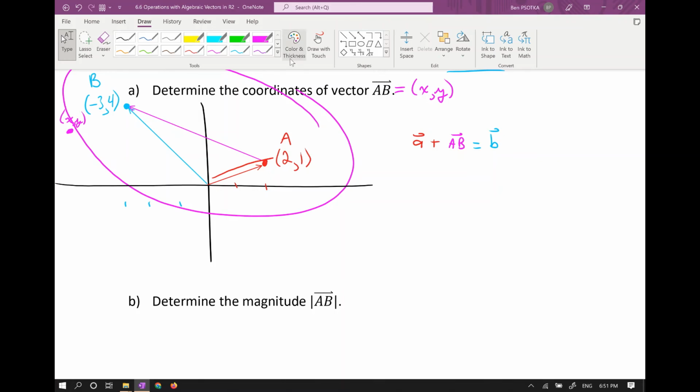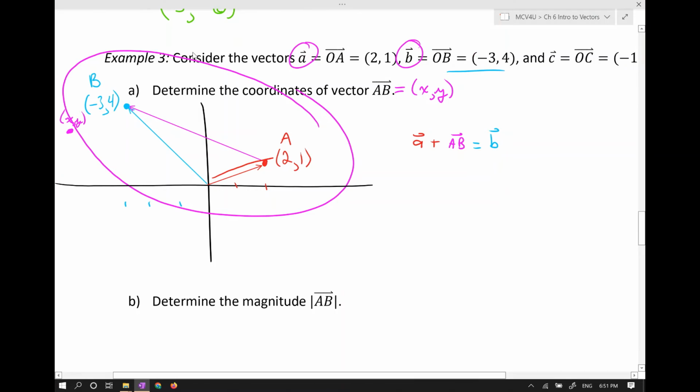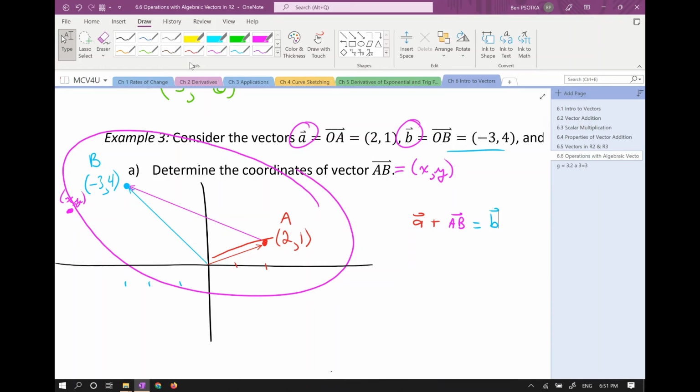Okay, if that's the case, I could rearrange this vector addition statement to come up with a vector subtraction statement, because what I'm trying to find here is vector AB. So all I do is isolate for that. Okay, so AB is going to be equal to vector B minus vector A. And that's great. Okay, vector B minus vector A. Fantastic. Well, let's take a look a little bit further.